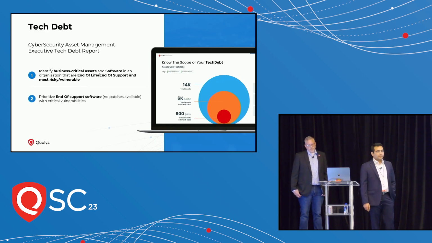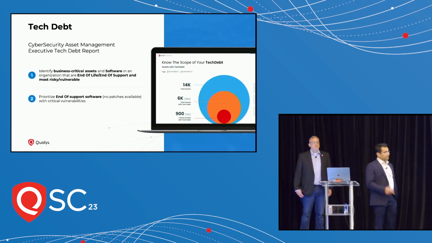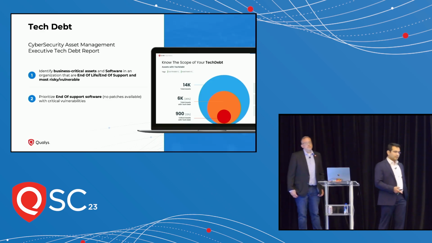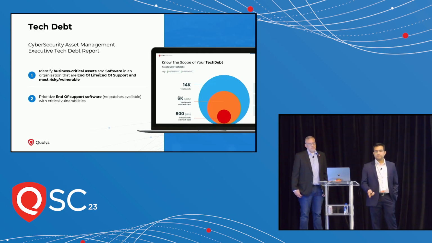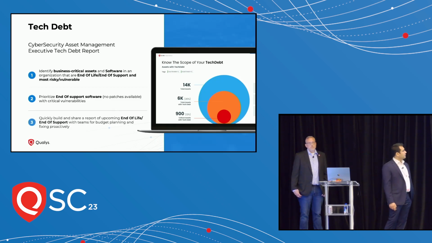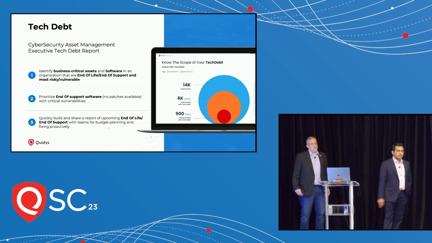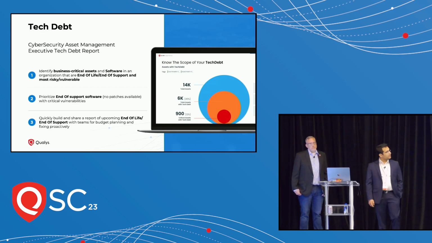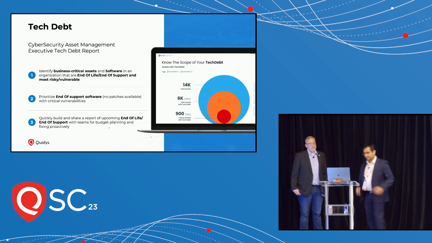It will help you prioritize your end of support software with vulnerabilities, specifically because there are no patches available on your end of support software. So if there are vulnerabilities on such assets with those software, you should fix them first, right? And then, of course, taking all of this information, building an executive report out of it. So let's take a look at the executive report for tech debt.